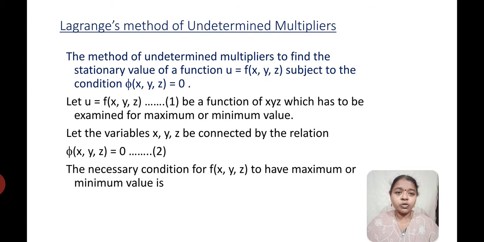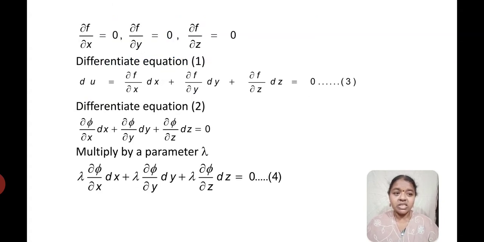We will consider u equal to f of x comma y comma z to be equation 1, which is a function of x, y, z which has to be examined for either a maximum value or a minimum value. Now let the variables x, y, z be connected by the relation which is already given, which is phi of x comma y comma z is equal to 0. Let me call this equation 2. The necessary condition for f of x, y, z to have maximum or minimum value is, since this has three variables, dou f by dou x is equal to 0, dou f by dou y is equal to 0, and dou f by dou z is equal to 0.